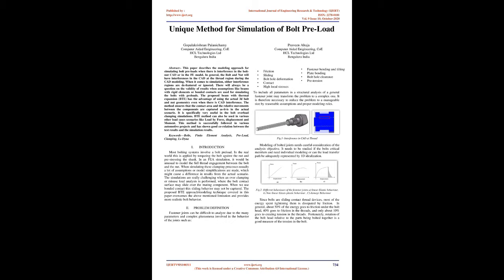In general, the bolt and nut will have interferences in the CAD at the thread region during the CAD modeling. When it comes to simulation, either interference regions are defeatured or ignored. There will always be a question on the validity of results when assumptions like beams with rigid elements or bonded contacts are used for simulating the bolts with preloads.